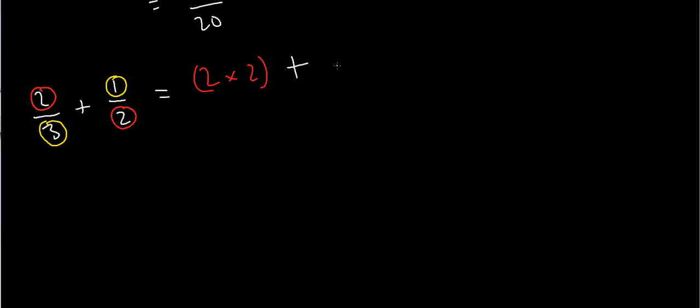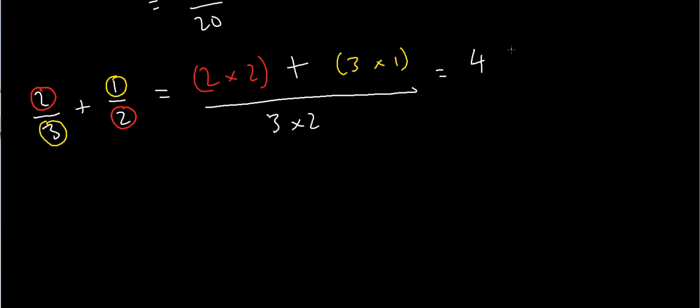And 3 times 1 on the top. And then I divide that by the product of the bottoms, and the bottoms in this case are 3 times 2. So I've got 3 times 2. So 2 times 2 is 4, and 3 times 1 is 3, and 3 times 2 is 6.